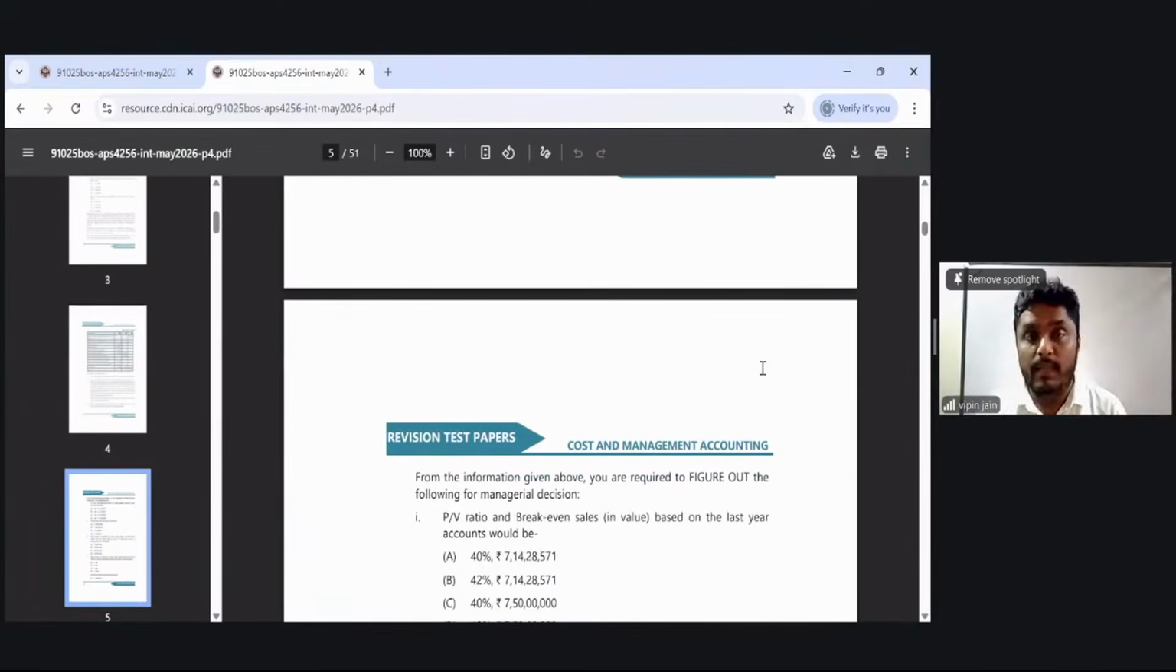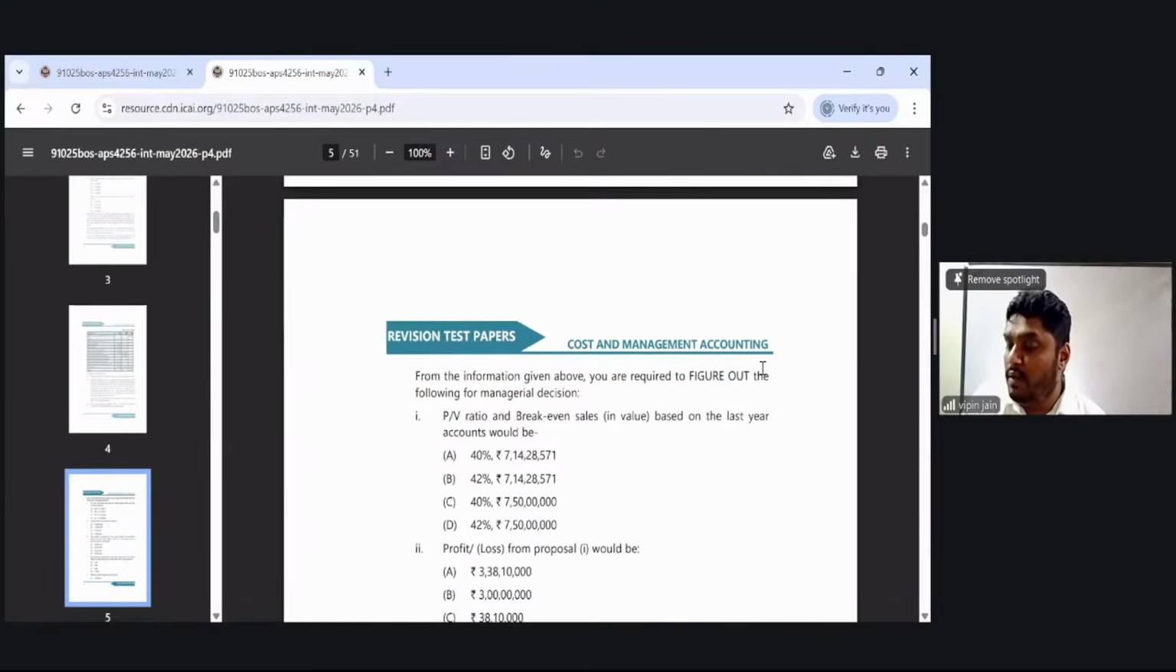So now, very important, guys. Now read the question in one go, then we will be able to understand what all we have to prepare. So from the following information given above, you are required to figure out the following for the managerial decision making, wherein first is the PV ratio break-even sales based on the last year accounts.